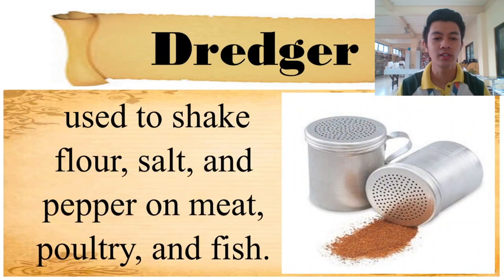Dredger. A dredger is used to shake flour, salt, and pepper on meat, poultry, and fish. It is a small container with small perforated holes that's used to hold flour, herbs, and other similar ingredients that are sprinkled on foods that are being prepared.